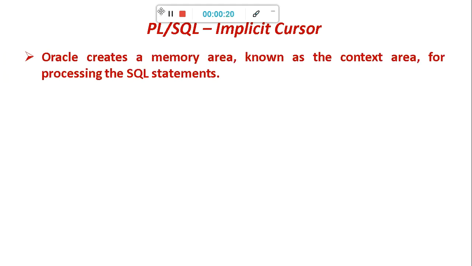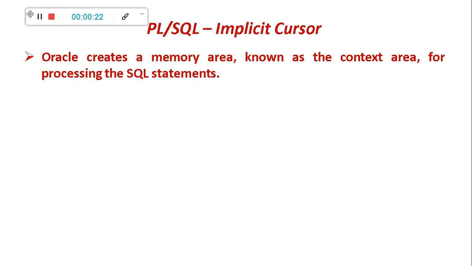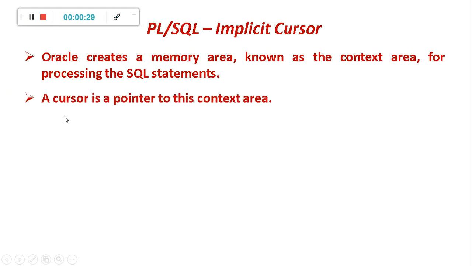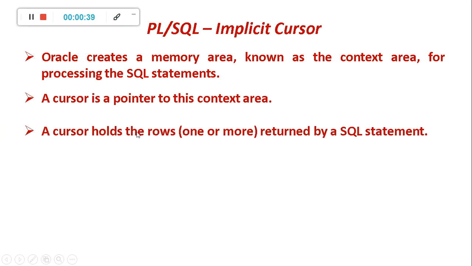Oracle creates a memory area known as the context area for processing SQL statements. A cursor is a pointer to this context area. That is, the Oracle server will create a memory area, and all the rows from the table, or a particular set of rows from the table, will be fetched into this memory area and processed.